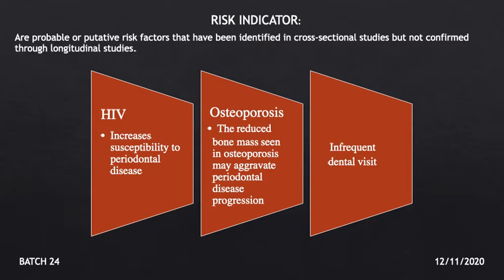Next is osteoporosis. Another example is osteoporosis, where the reduced bone mass seen in osteoporosis may aggravate periodontal disease progression. The third example is infrequent dental visits. When the patient is not following dental visits at regular intervals, there is more risk of getting disease. The longer the interval between the dental visits, the higher the chance of getting the disease.